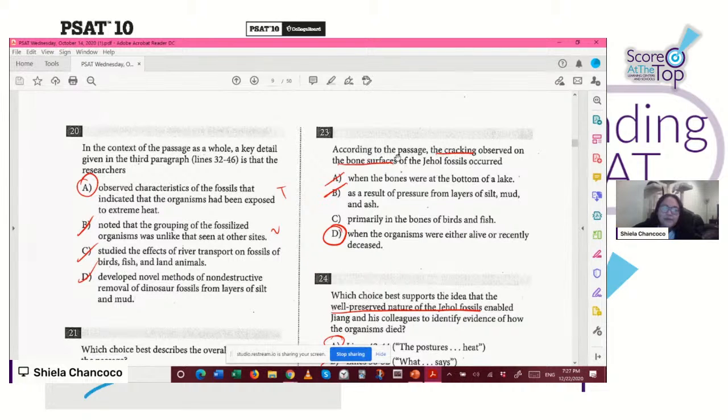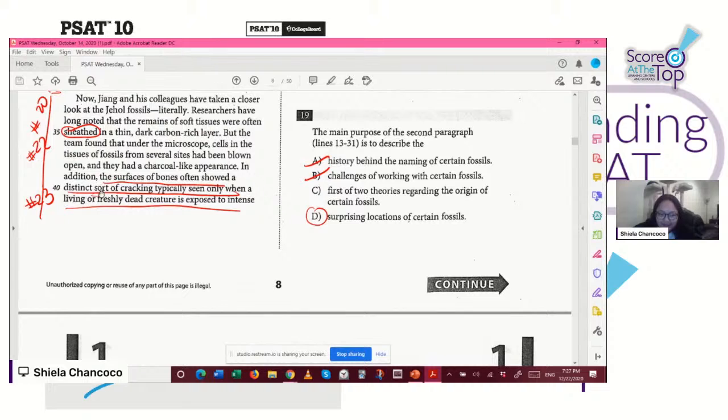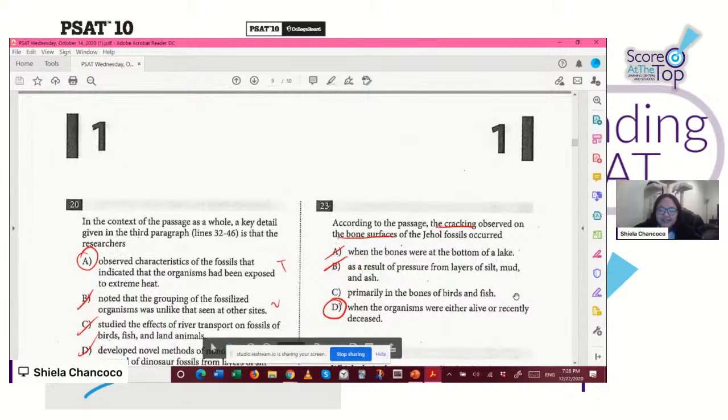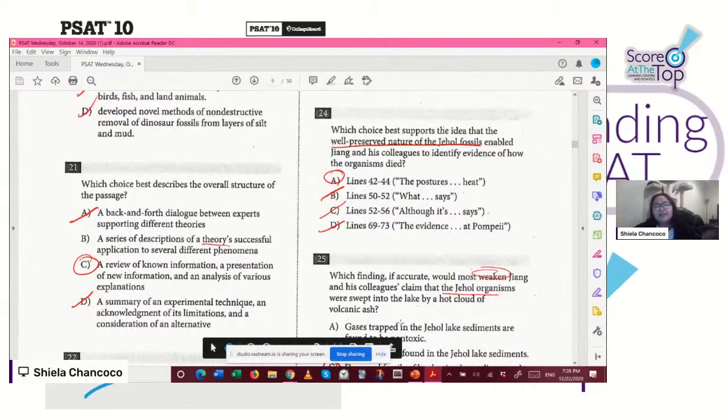is talking about, right? According to the passage, the cracking observed on the bone surfaces. Okay, cracking and bone surfaces is our anchor. And we kind of read that already, right? Cracking typically seen on dead creatures, exposed surfaces of bones. Okay, so that's where our anchor is, right here. I underlined it. Exposed to intense heat, right? Observe when organisms are either alive or recently deceased. That's what it said on the line over there.